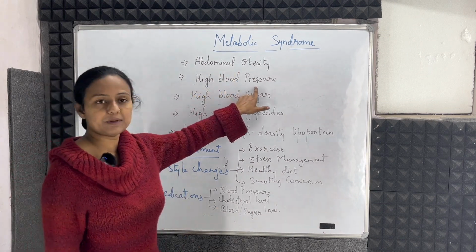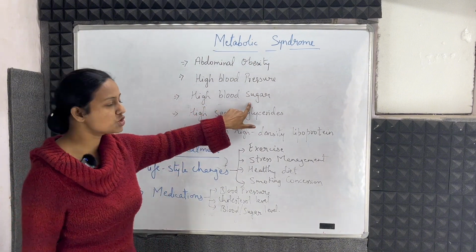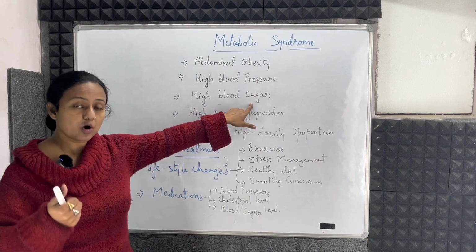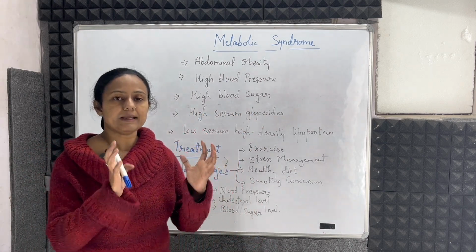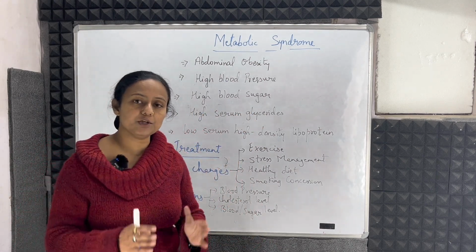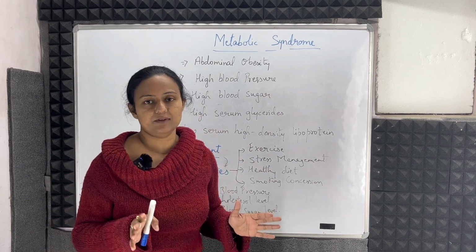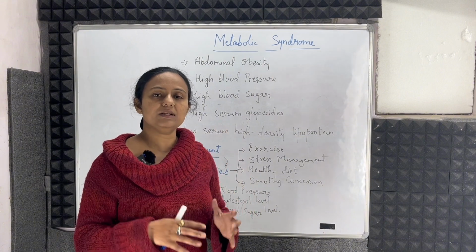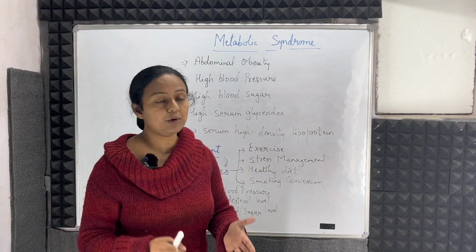Second is high blood pressure. That is the second condition. Then high blood sugar level, because your body is unable to maintain the insulin level which is required to control blood sugar, right? So the insulin level is less, you can say, than the sugar you are taking in your body.